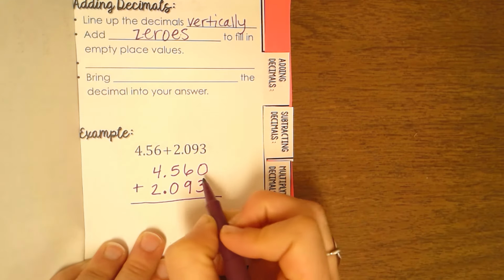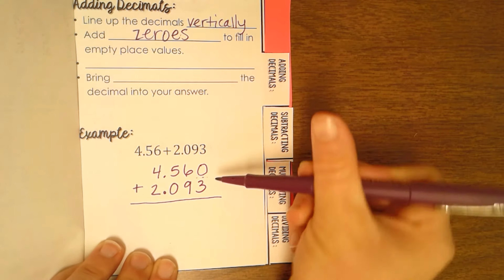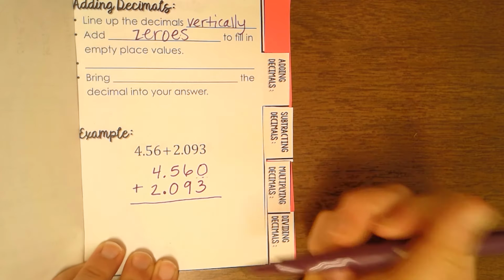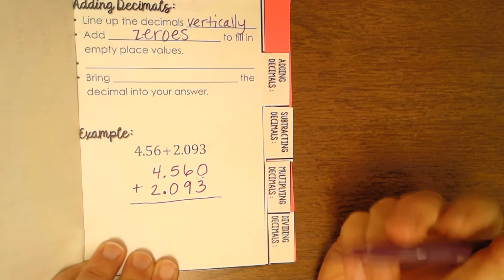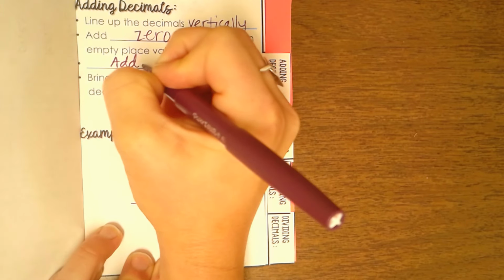So we're going to fill in a 0 right here. That's what we filled in. That was optional. You don't always need to have the 0 at the end of your digits, but in order to add, we need that 0 in there. All right, then our next step up here is to add.